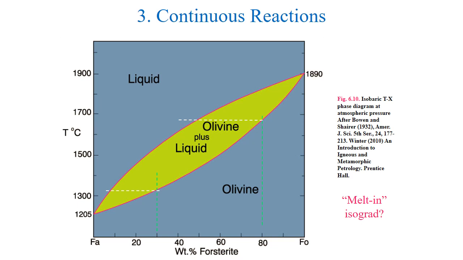will have about 8% magnesium oxide, and the melt is generated at approximately 1320 degrees centigrade. If we start with a rock that has 70% forsterite and a melt composition of 35% magnesium oxide, melting occurs at 1525 degrees centigrade. This will cause a shift in the melt-in field isograd of about 265 degrees.